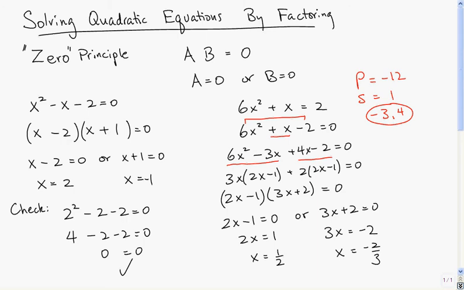So we have two solutions, and you can check that 1/2 and negative 2/3 are valid solutions just by substituting them back into the original statement. You're not going to be able to solve every quadratic equation this way because not every trinomial will be factorable. But if you can factor it, this is quite a nice, efficient way to solve a quadratic equation.